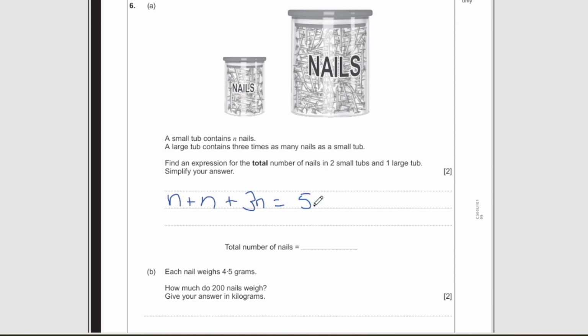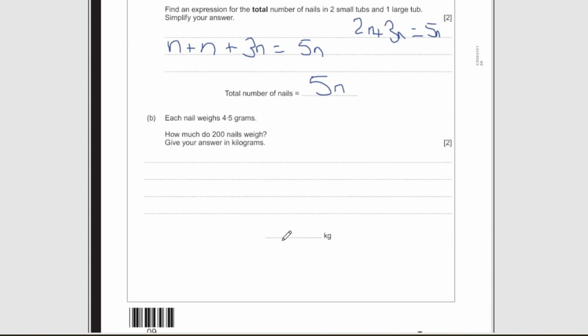So 5n. The other way of looking at this is saying 2 small tubs, well, that's 2 times n. So you could have 2n plus 3n. Simplify that down to 5n. It's whichever you prefer. However, as long as you end up with 5n, that's all you need. So the total number of nails equals 5n.